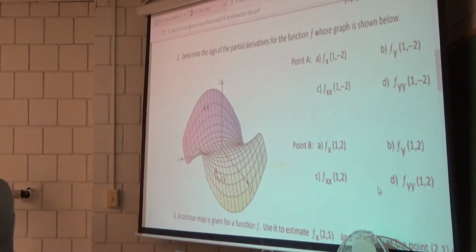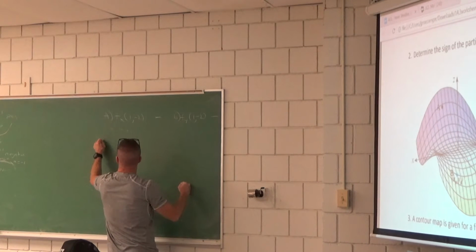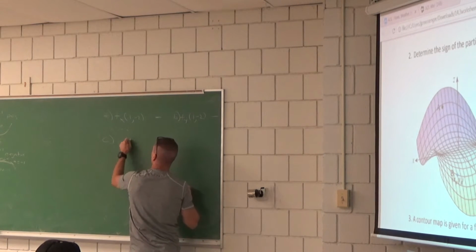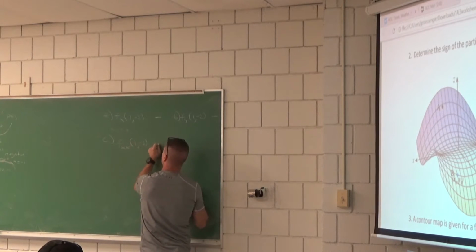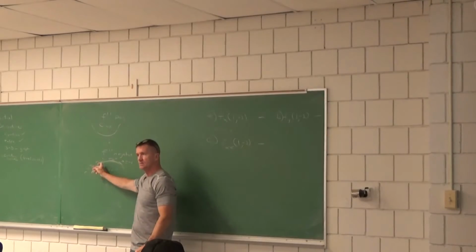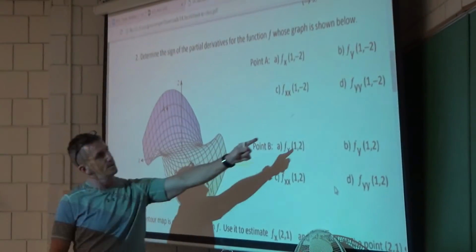Concave down, which means the second derivative would be what? Negative. So that's letter C, right? So I'm going to write f_xx at (1, -2) would be negative, which means f is concave down. Does everyone see how I'm using this? I'm thinking like it was concave down there. Now, one more for this problem.